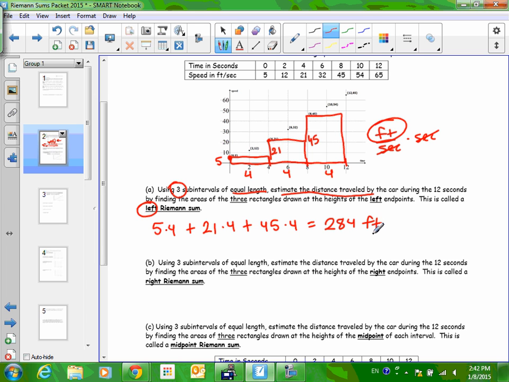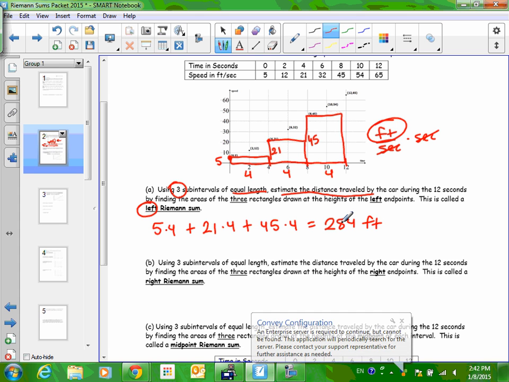Why? You missed out a bunch of points. For the whole first 4 seconds, I'm saying that this car traveled 5 feet per second, but actually it traveled faster and faster and faster. So if the car is traveling faster, it should be going further than what I've estimated. So this is a very low estimate. It's not great, but it's good, and I did what they asked me to do in part A.